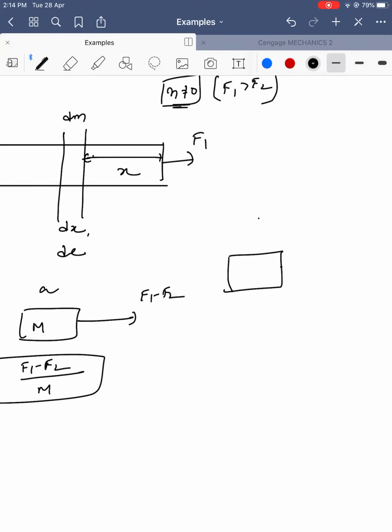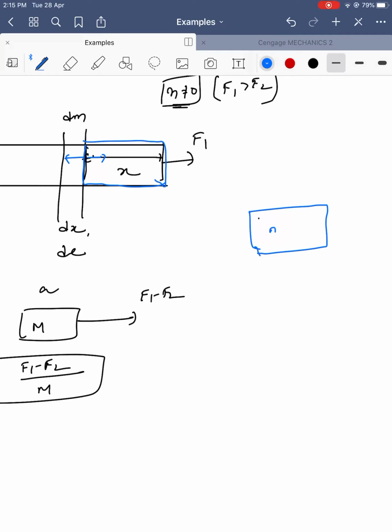You have to find the force at that position. To get the force, listen carefully, from here to here you draw the diagram. The reactive force acts in the opposite direction.